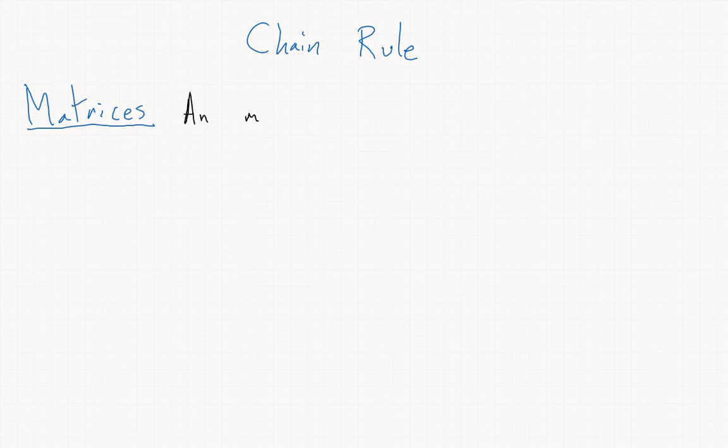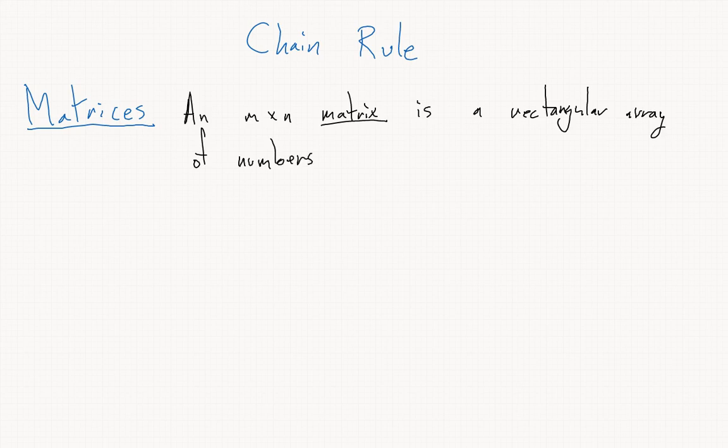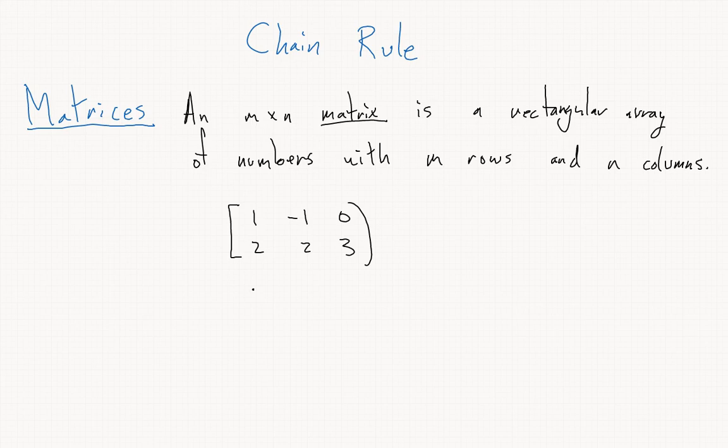So an M by N matrix is a rectangular array of numbers with M rows and N columns. So for example, 1, -1, 0, 2, 2, 3. This is an example of a 2 by 3 matrix.